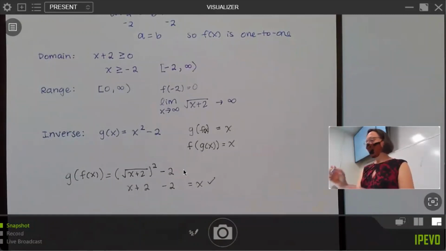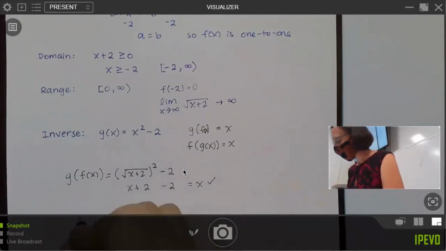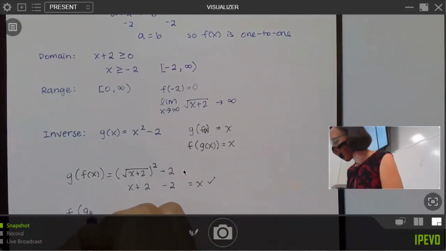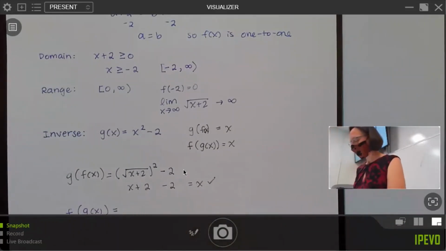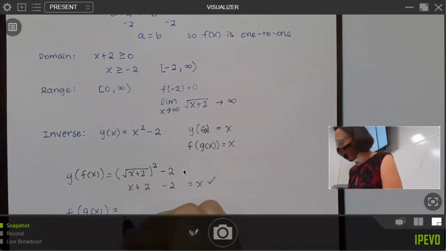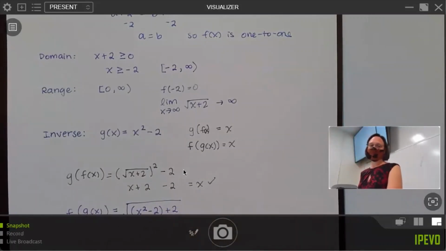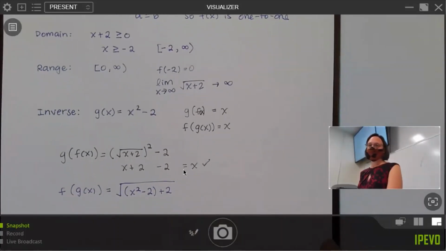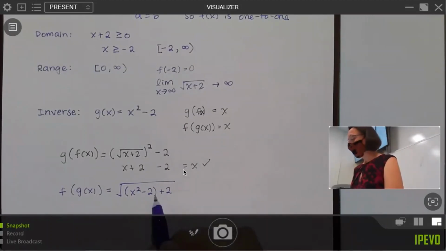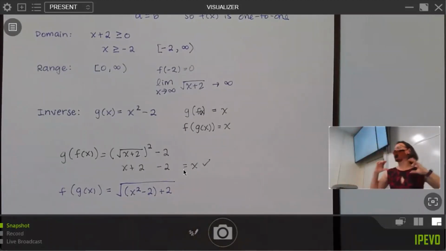For completeness, if we check in the other direction, and we look at f of g of x, we're going to take the square root of x squared minus 2, plus 2. So inside of that square root, I don't actually need the parentheses anymore. I just put them in there to show that we're plugging the thing in.